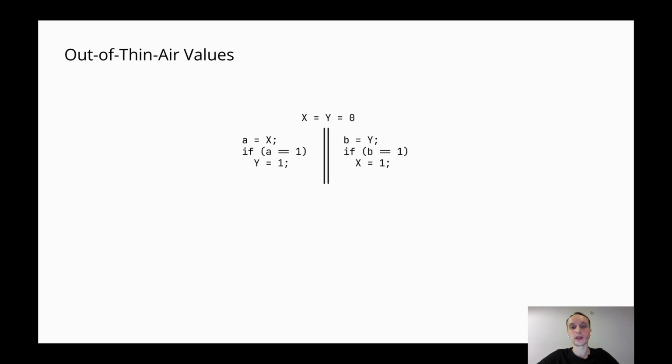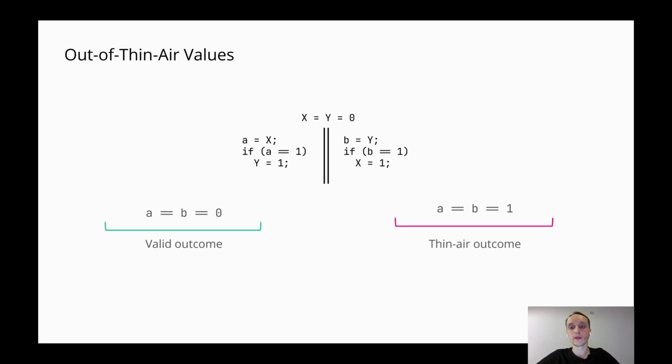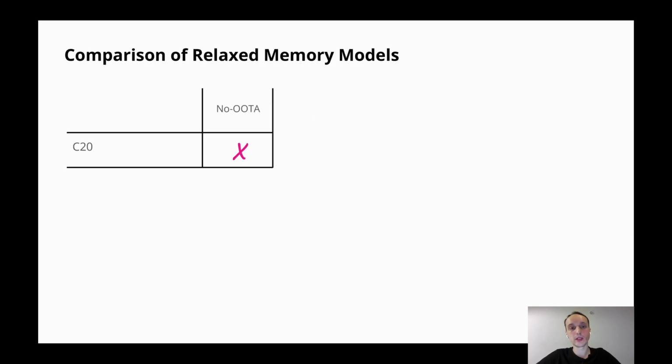So if we take a look at the other program shown on the slide, we can see that an outcome where a equals b equals 0 is a valid outcome of this program. On the other hand, an outcome where a equals b equals 1 is a thin air outcome because no reasonable compiler optimization can enable this outcome. Yet, the current formulation of the C memory model called C20 technically allows this outcome. So the C20 model has this thin air values problem.